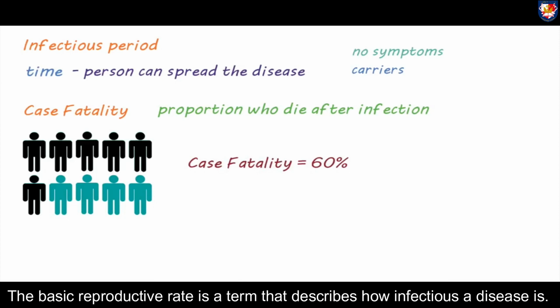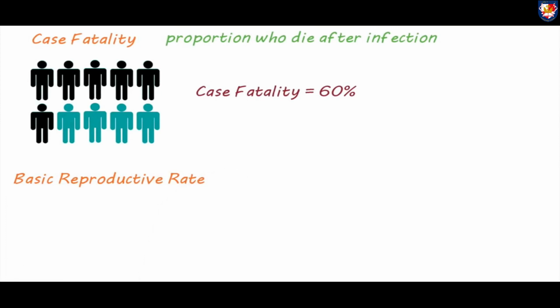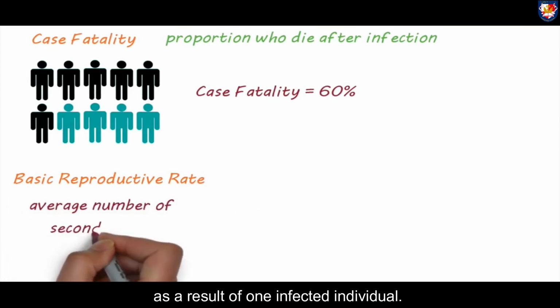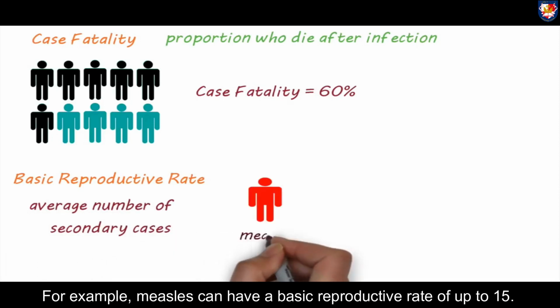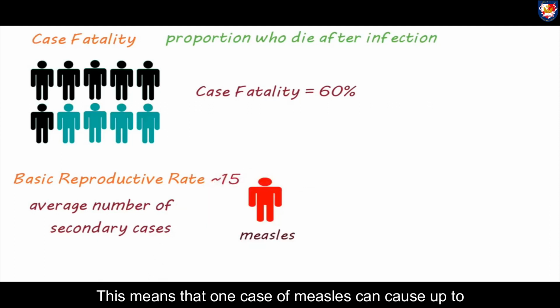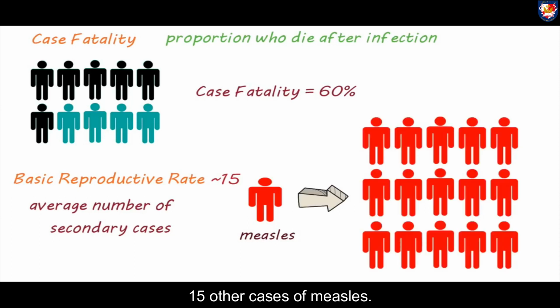The basic reproductive rate is a term that describes how infectious a disease is. It is the average number of secondary cases that occur as a result of one infected individual. For example, measles can have a basic reproductive rate of up to 15. This means that one case of measles can cause up to 15 other cases of measles.